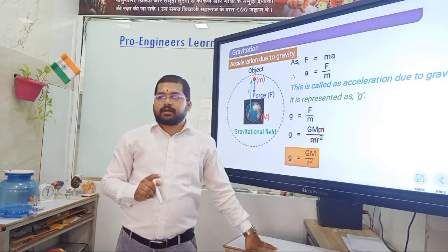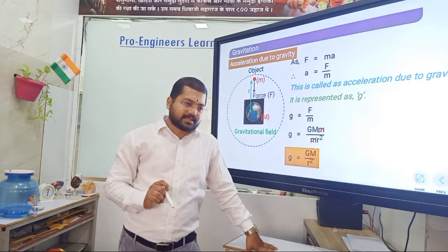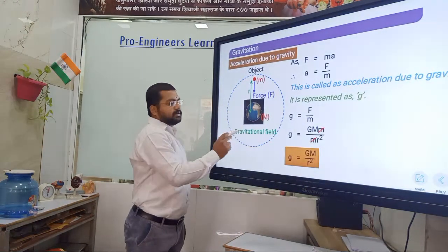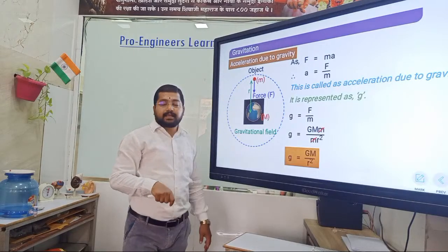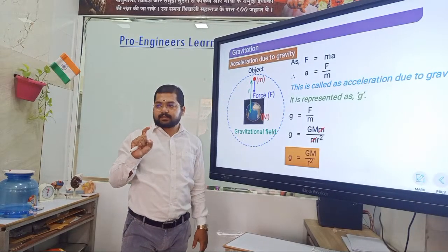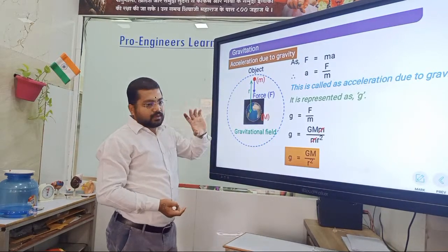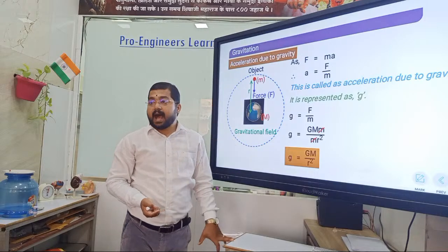Capital G is what? Universal gravitational constant. Capital M is what? Mass of Earth. And small r square is what? Distance between objects, meaning the center of Earth and the center of that object. The distance between the two is represented as r.